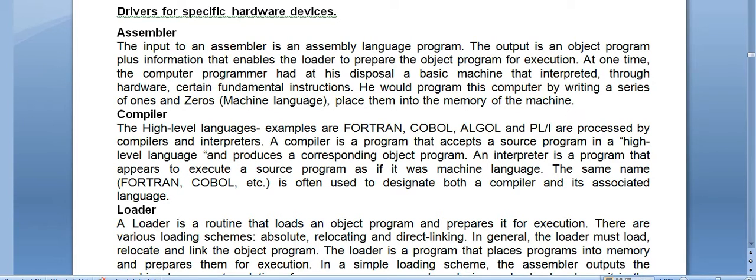Compiler. The high-level languages like Fortran, COBOL, ALGOL and PL/I are processed by compilers and interpreters. So a compiler is a program that accepts a source program in a high-level language and produces a corresponding object program. An interpreter is a program that appears to execute a source program as if it was machine language. So the same name, that is Fortran, COBOL, is often used to designate both a compiler and its associated language.